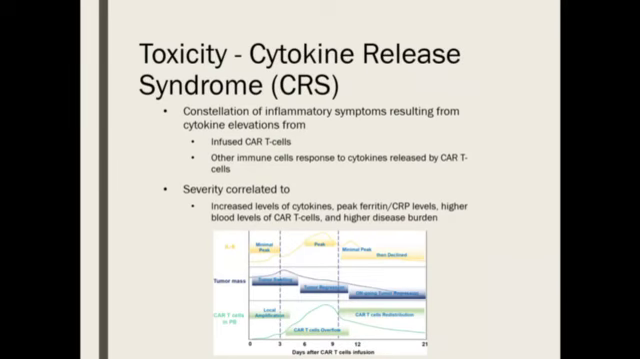We'll talk a little bit more detail about the neurotoxicity as well as cytokine release syndrome, or CRS. CRS, again, is a constellation of inflammatory symptoms resulting from cytokine elevations. This happens with infused CAR T cells as well as with other immune cells responding to cytokines. The severity has been correlated to increased levels of cytokines, peak ferritin and CRP levels in your patients, higher blood levels of these CAR T cells, as well as higher disease burdens. So the patients that come in with more disease are more likely to have CRS, or cytokine release syndrome.